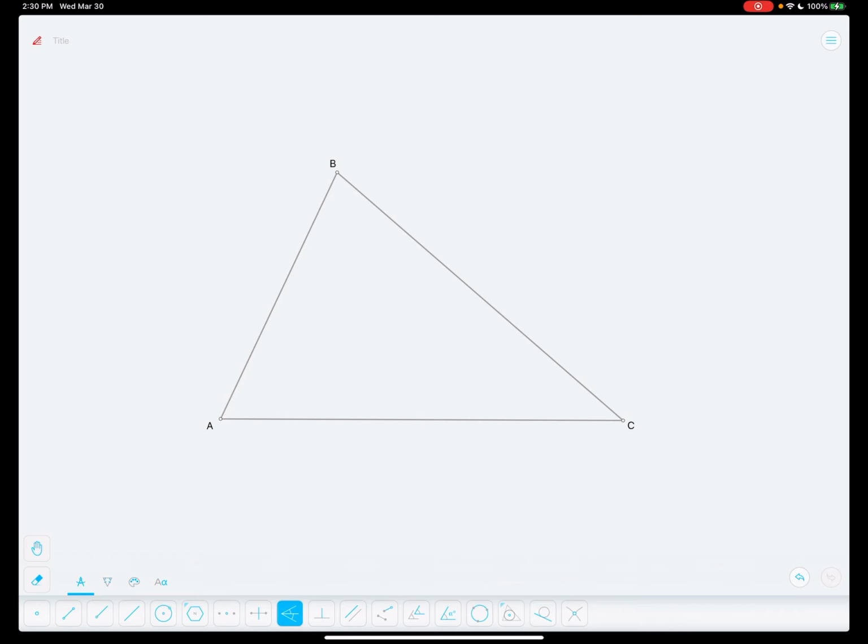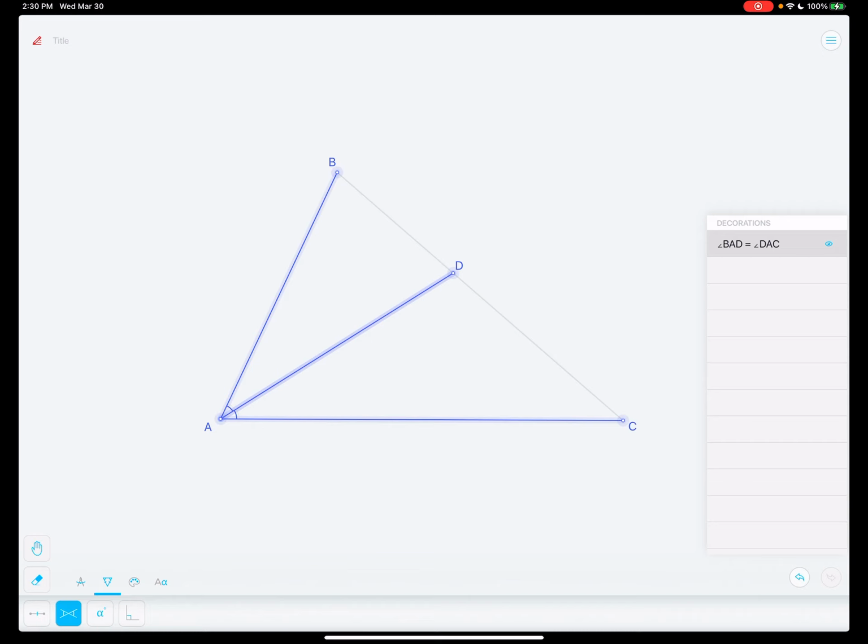So first of all, what is my angle bisector? If I have an angle bisector over here, essentially what I have is I've created line AD or segment AD so that angle BAD is going to be the same measure as angle DAC. So I have split my angle in half.